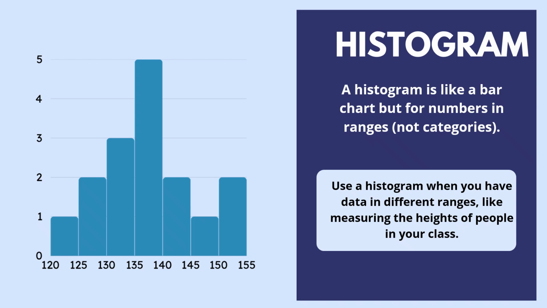Histogram is like a bar diagram or bar chart, but for numbers and ranges and not categories. If you are going to record for 5 years how much DEF score there is, for 6 years how much DEF score, for 7 years how much DEF score, then you will go for a histogram. Whereas if you are going to record in ranges, like 1 to 6 years or 7 to so on, then this is not applicable.